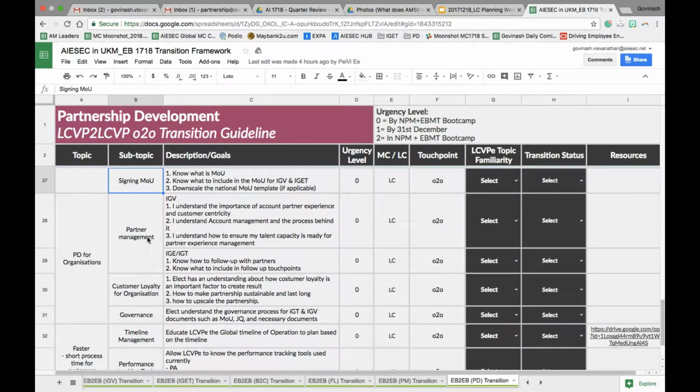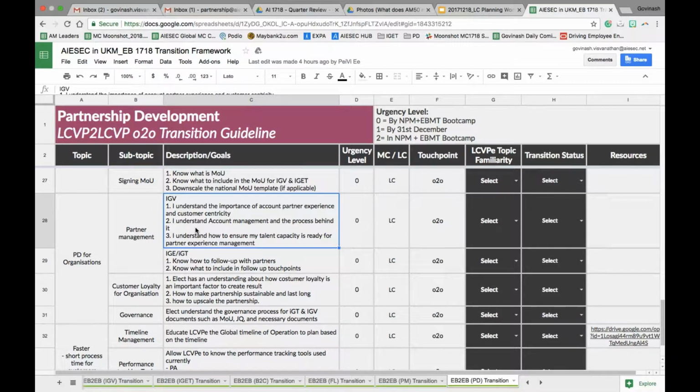And the next thing will be the PD for organizations. So the first part is about partner management. As you can see, it's divided into two parts, IGV and IGT. So for IGV, you need to understand the importance of the account partner, and also the very crucial thing, which is customer centricity. And at the same time, something which you should translate is how you understand how well your current account is.